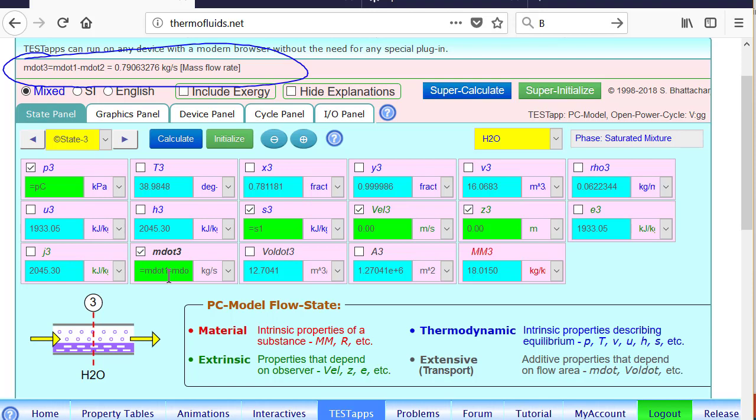So we are writing m dot 3 in terms of m dot 1 and m dot 2, and those will be our only two unknowns as far as mass flow rate is concerned. And m dot 1 is already known, by the way. We assumed it to be 1 kg per second.